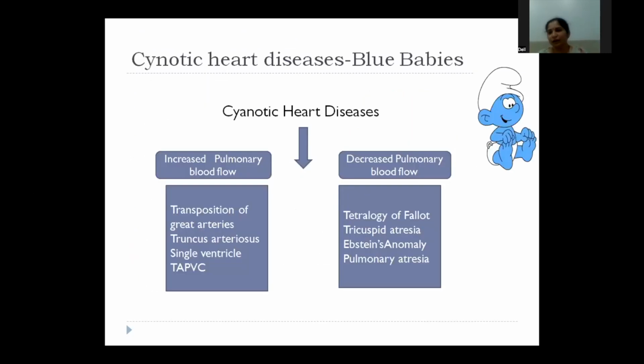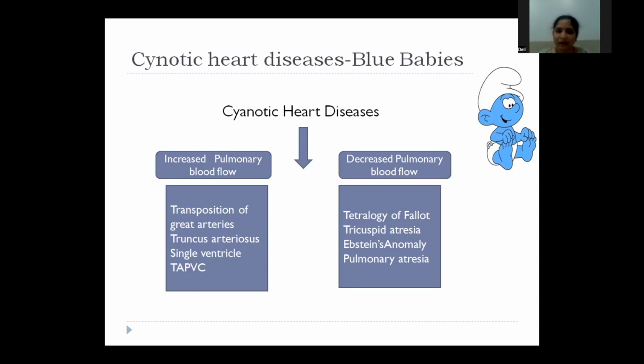Now coming to the second classification of congenital heart disease, and that is cyanotic heart disease. These babies we also call blue baby syndrome. Cyanotic heart disease is also classified into two types depending on increased pulmonary blood flow or mixing of the circulation, and decreased pulmonary blood flow.